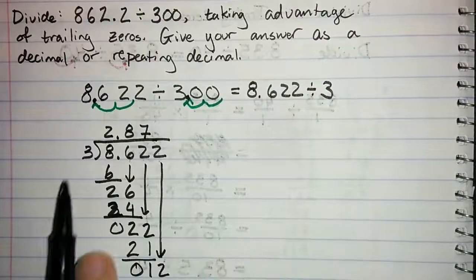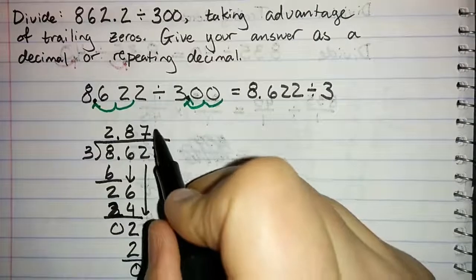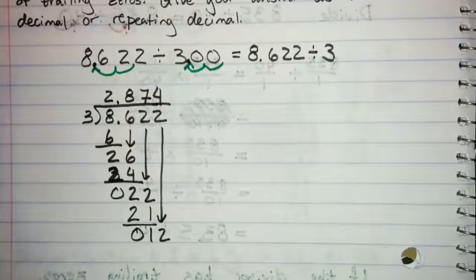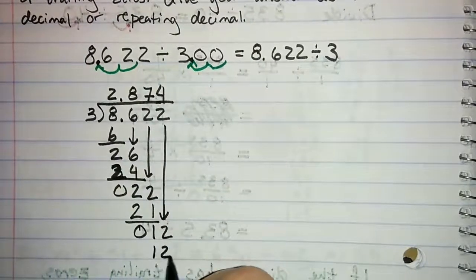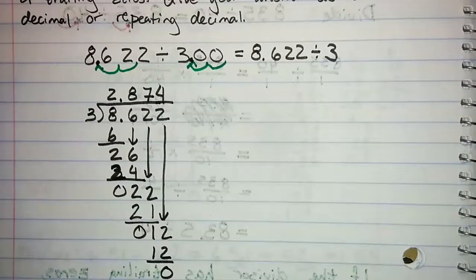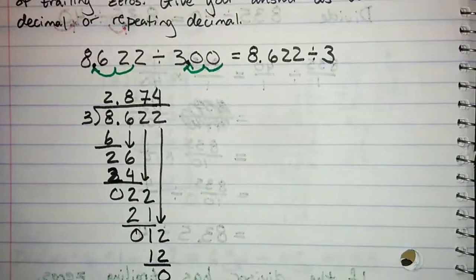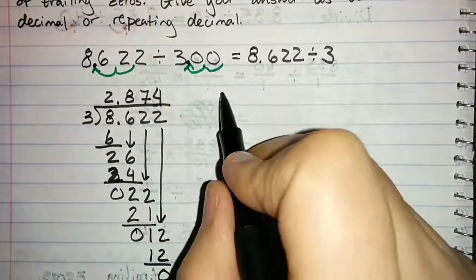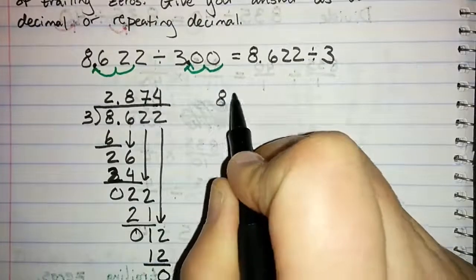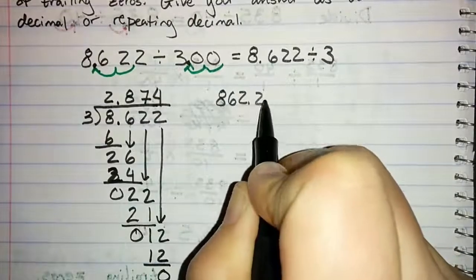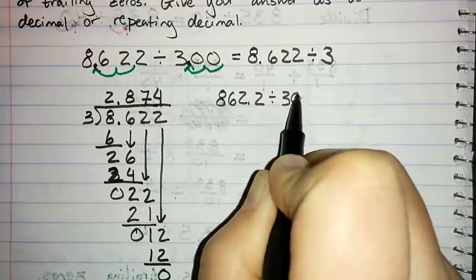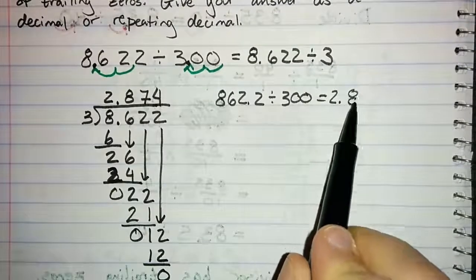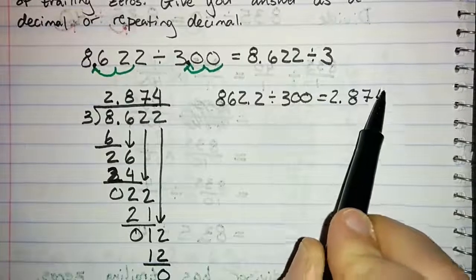Bring down the 2. 3 goes into 12 4 times. 4 times 3 is 12, and so nothing remains. So the answer to my original division problem, 862.2 divided by 300, is 2.874.